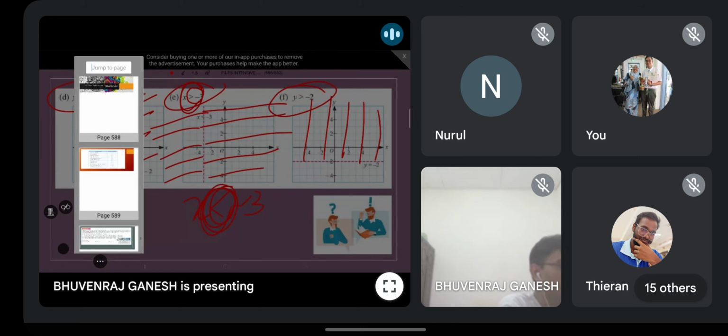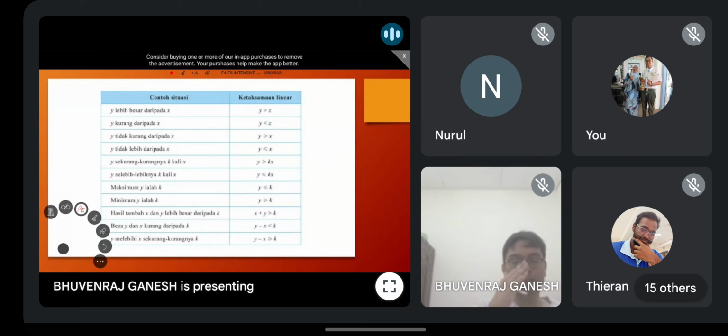Okay, done. Now we come to the table, guys. Untuk menggambarkan semua ketaksamaan yang kamu ada. All the inequality form statements you want to convert to inequality form. So how to do it?